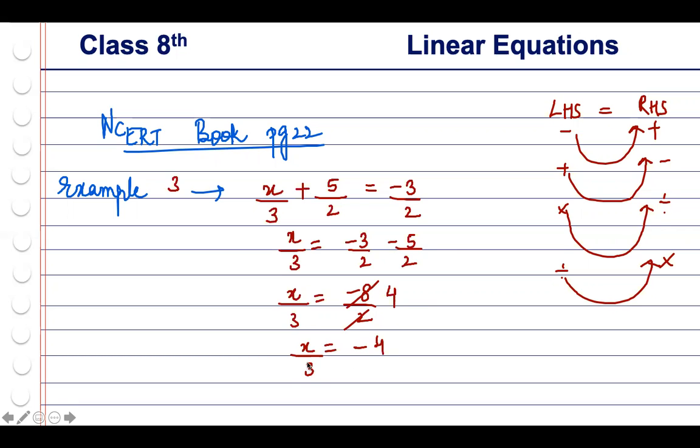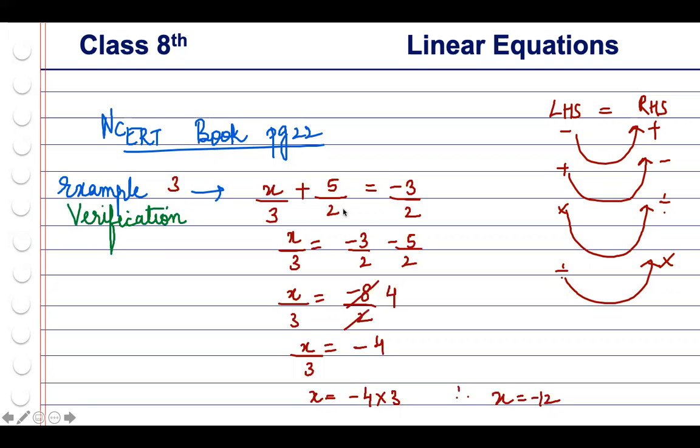Now this 3 is in division here. When it goes to the RHS, it becomes multiplication. Minus 4 into 3. Therefore, your x is minus 12. This is your answer. And now you can even verify this. Verification.